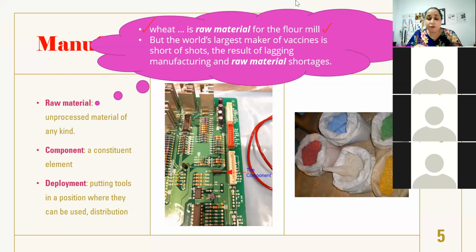And an example, this is from 2021, from this year. Something that is happening with vaccines. "But the world's largest maker of vaccines is short of shots. The result of lagging manufacturing and raw material shortages." The problem of not having enough vaccines is because you don't have enough raw material. Very important example nowadays in 2021.